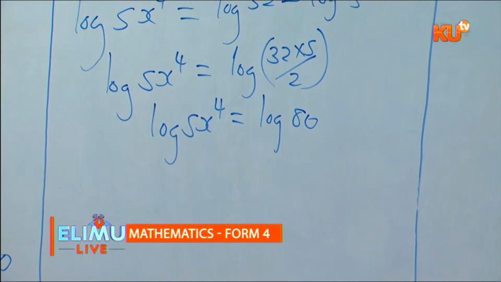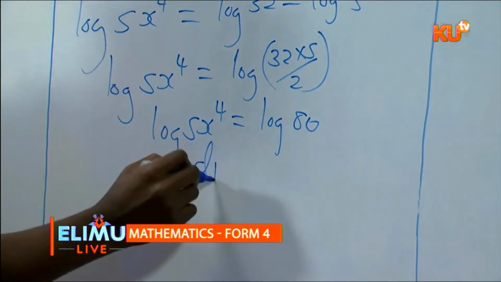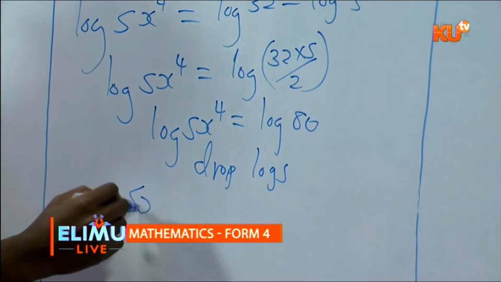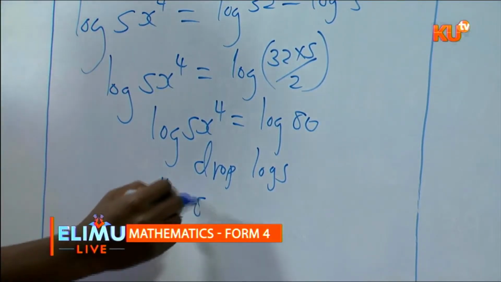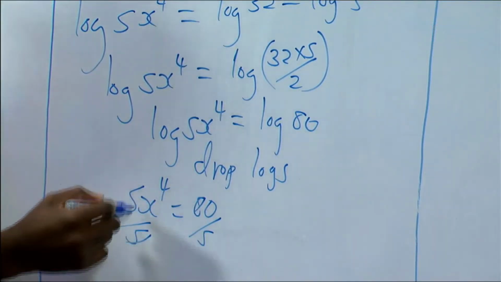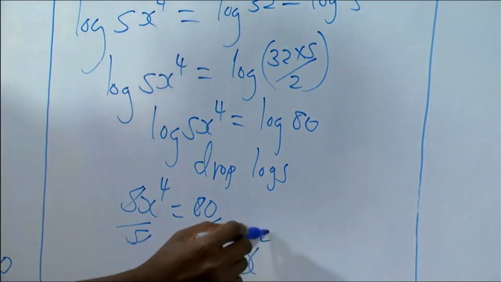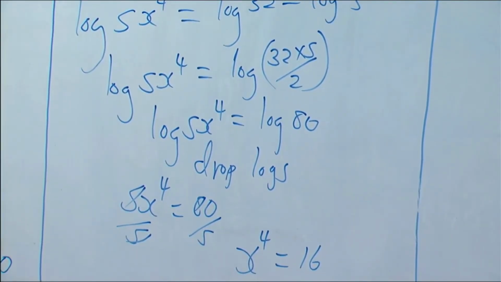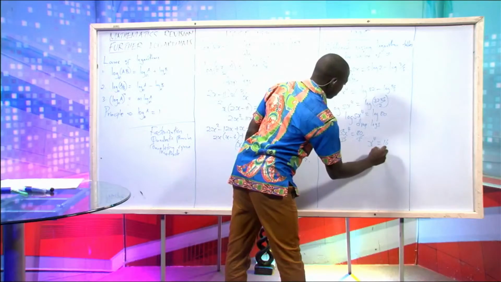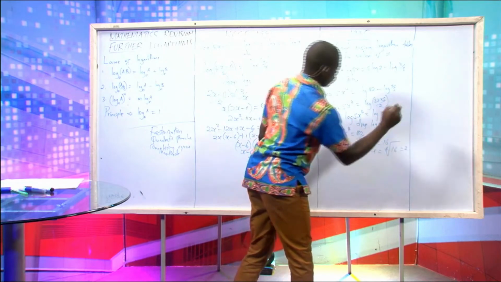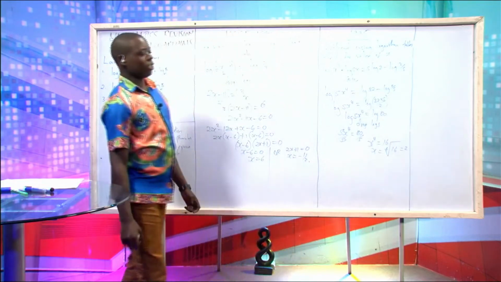We drop the logs again. When you drop the logs, we have 5x to the power 4 is equal to 80. We divide by 5, then x to the power 4 should be equal to 16. So we find the fourth root of 16. x becomes the fourth root of 16, which should be 2. So the value of x is 2.